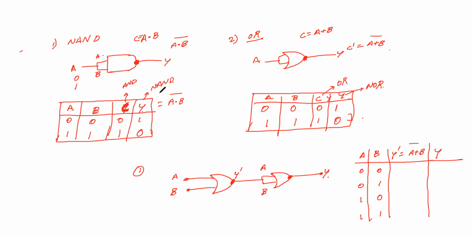I can say this one is the first NOR gate. Try to find the output for this first NOR gate. I'll take this one as your second NOR gate. Whatever output we get as Y dash, the same output is equal to its input here. So the input will be the same here, and we are going to find the output again. Please do it.